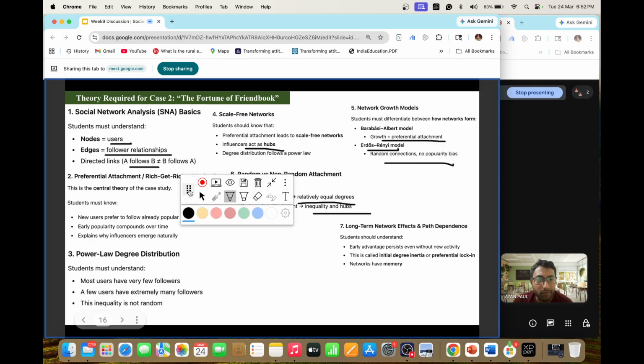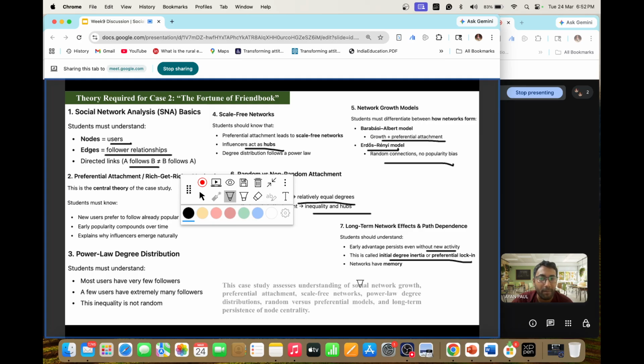Long-term network effects and path dependence. Early advantage persists even without new activity. This is called initial degree inertia or preferential lock-in. Networks have memory. This case study assesses understanding of social network growth, preferential attachment, scale-free networks, power law degree distribution, random versus preferential models, and long-term persistence of node centrality.